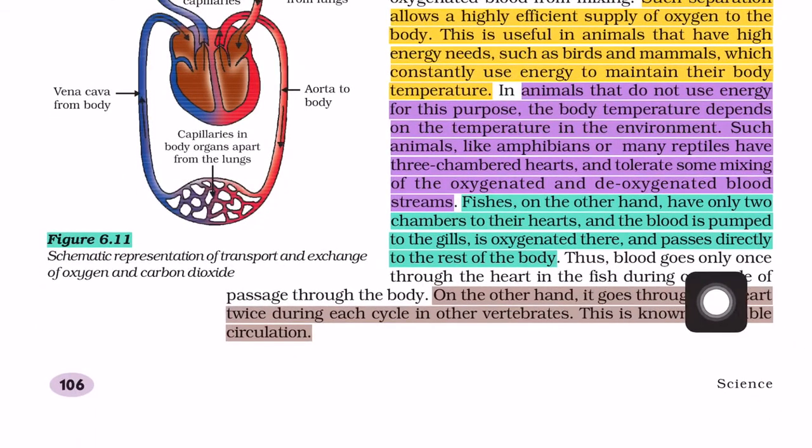Thus, blood goes only once through the heart in fish during one cycle through the body. So, in the case of fish, the blood passes through the heart only one time. But on the other hand, it goes through the heart twice during each cycle in other vertebrates. This is known as double circulation. So blood is going through the heart two times. That is why this type of circulation is called double circulation.